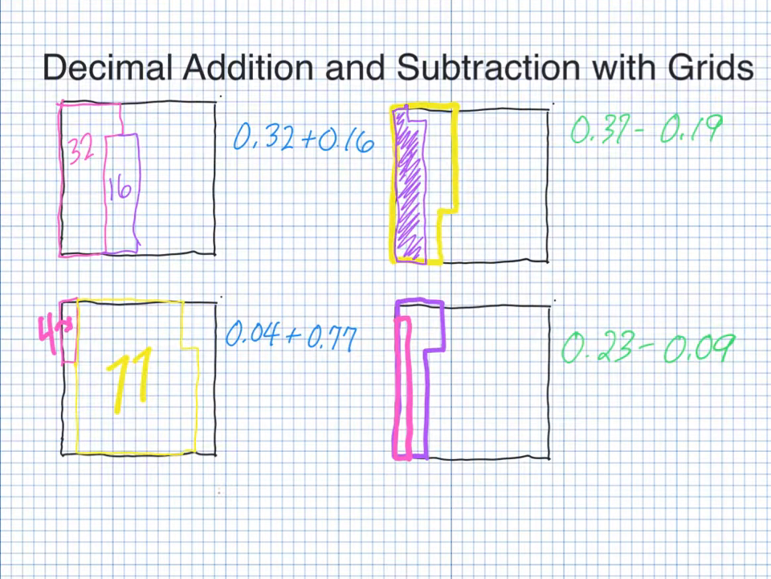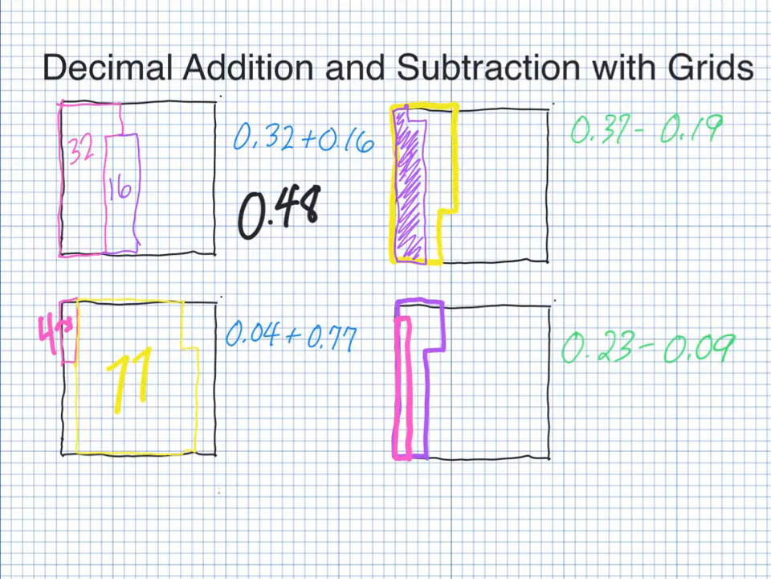So I came over to my grid and I put a box around 32 in pink, and then I drew in 16 in purple. Using the grid, all we need to do is count up all those boxes, or you can add 32 plus 16, and we get 48 hundredths, because there are 48 boxes on the inside.